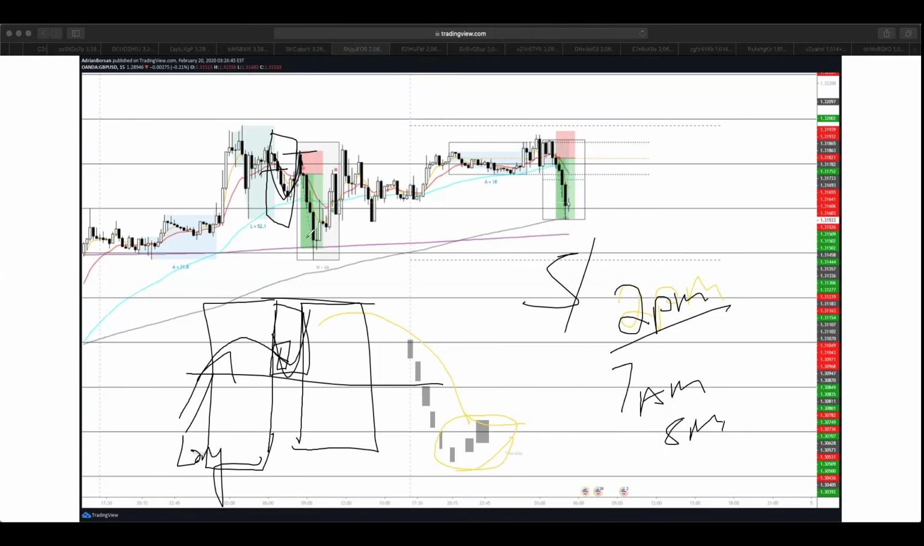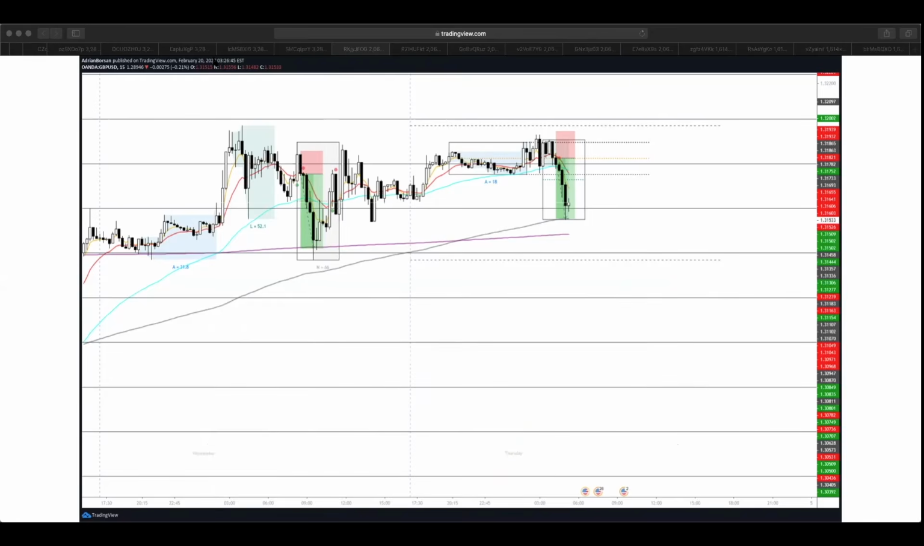Mark, I have a question regarding this candle here that you drew. Is this a down candle or a going up candle? This would be like a down candle, right? Okay. And it's closing below the 5, right?